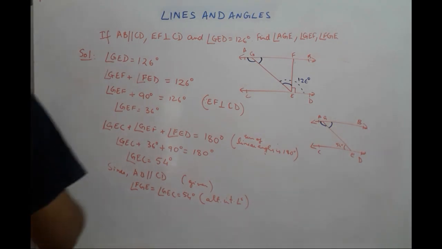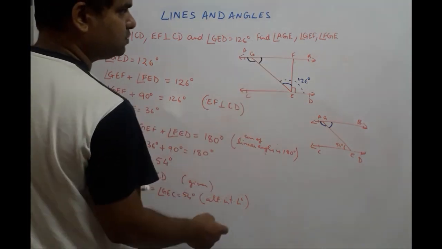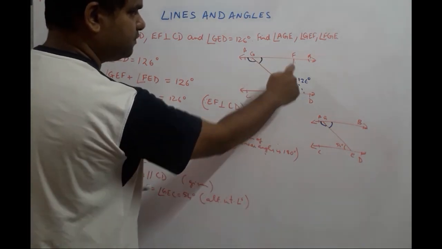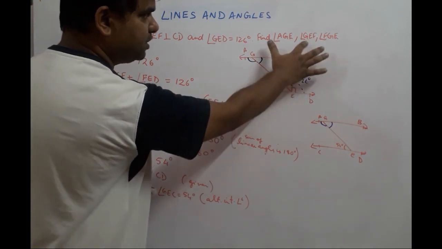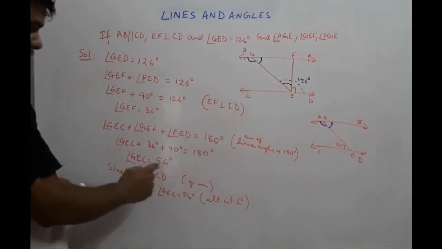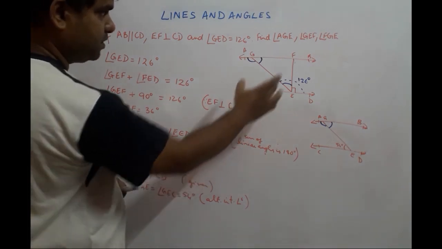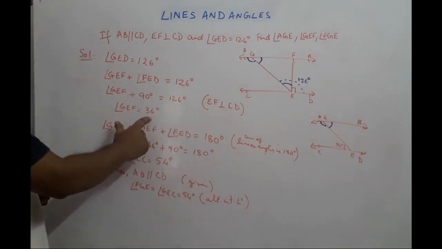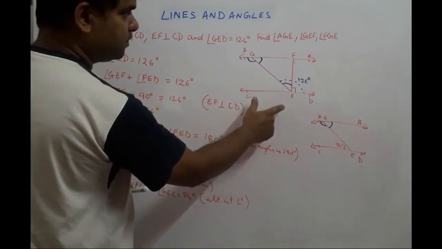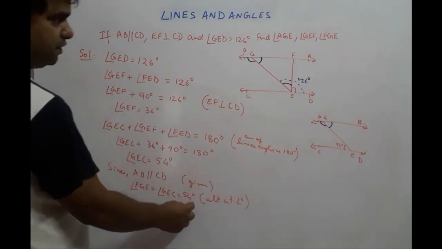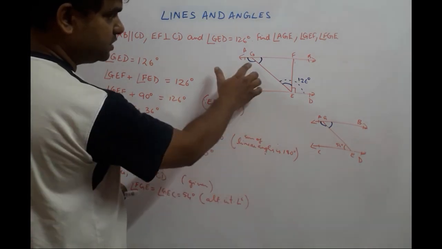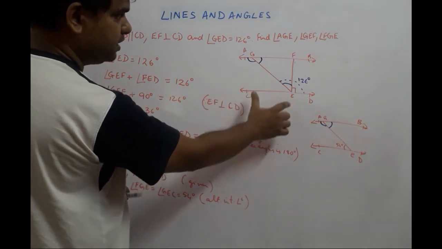So now we have got two angles. We were asked to find angle GEF or FEG, same thing, which we have found out over here, 36 degrees. We were also asked to find out FGE, which we have got as 54 degrees. Now what remains is to get angle AGE.